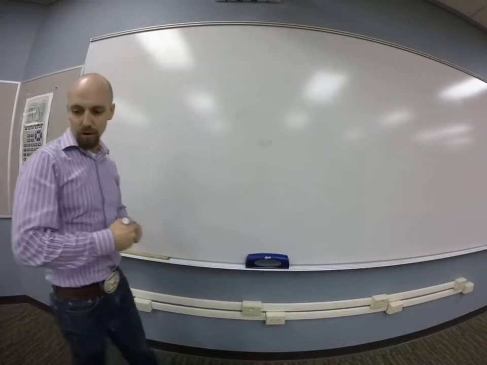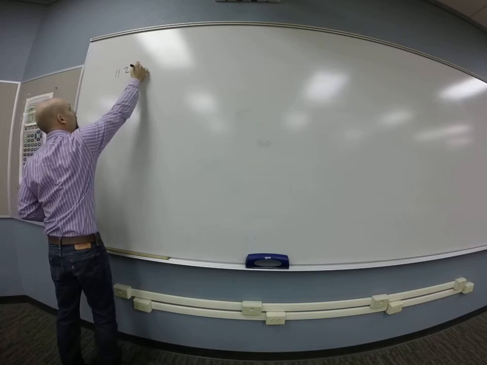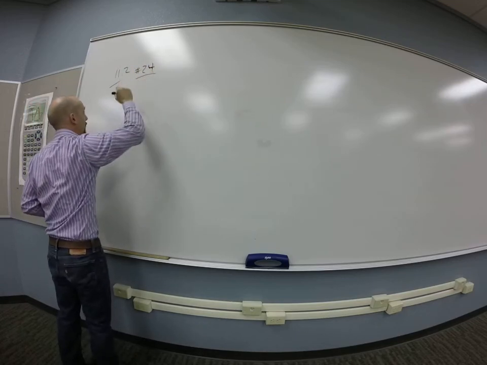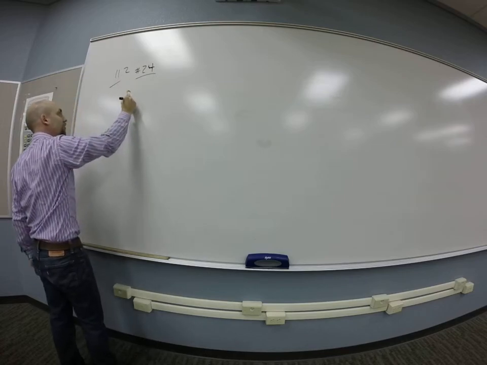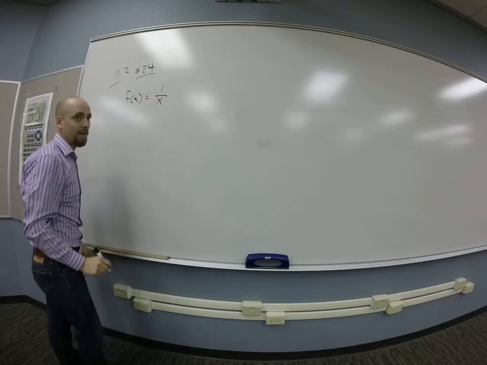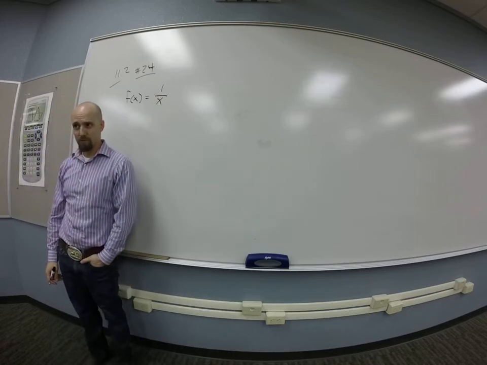All right, so we want to do number 24 in 11.2? Yes. Oops, 24. I can write. And it says we should try to invert f of x is 1 over x, right? Yes. You guys cool with that?